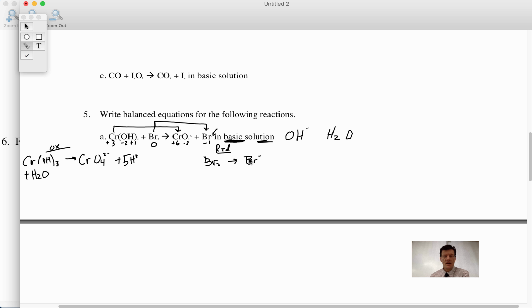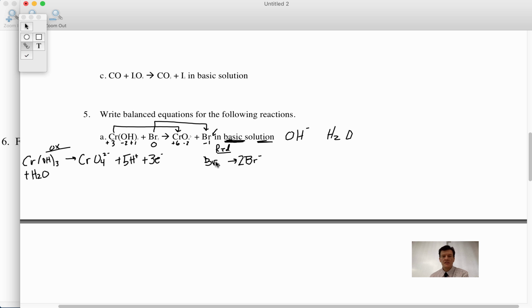Okay, the Brs, all I have to do here is just put a 2 in front of this Br to balance it. There's no oxygen, there's no hydrogen, so that's all good. Now I just have to balance charge. Over on this side, I've got a total of 0 on the left here in the oxidation. Over on this side, I've got a total of -2 and +5, so that's +3. I'm going to bring this down with 3 negative electrons.